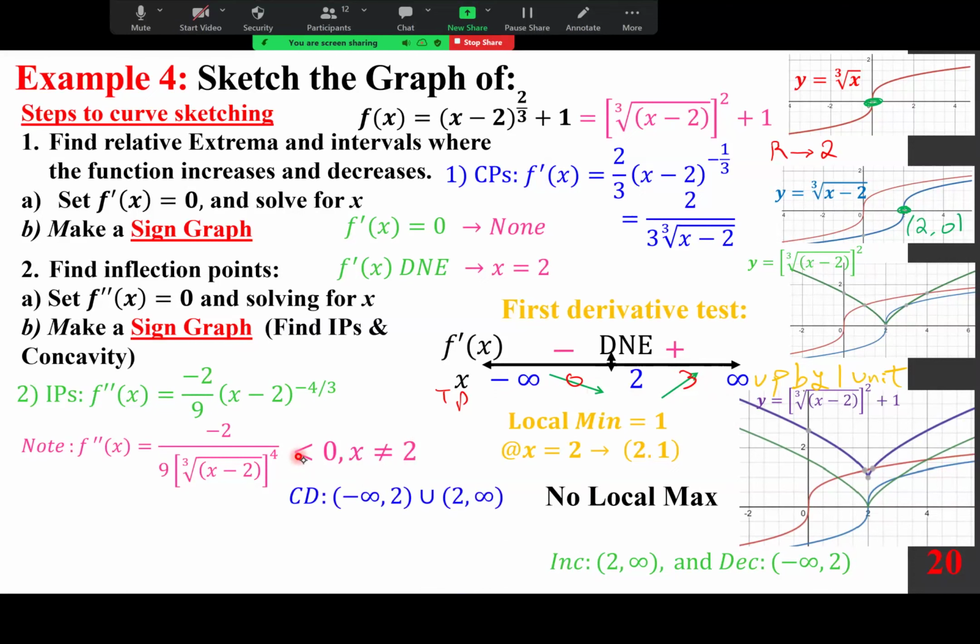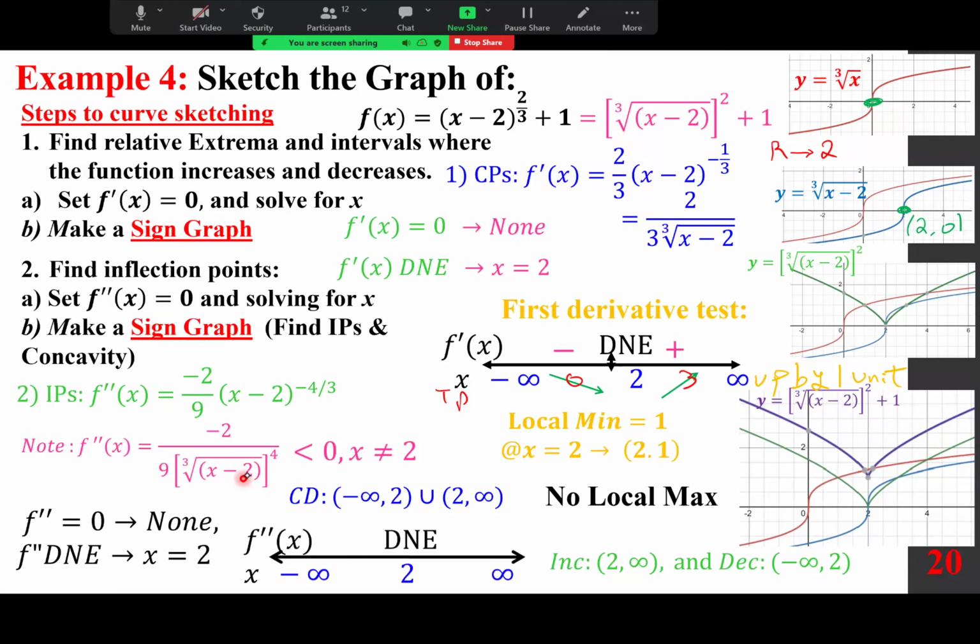But just in case you didn't notice that, if you do the sign graph, how does it work? F double prime is 0. There is no solution because the numerator is a number. F double prime doesn't exist. The denominator equal to 0 at x equals 2. And you do the sign graph.